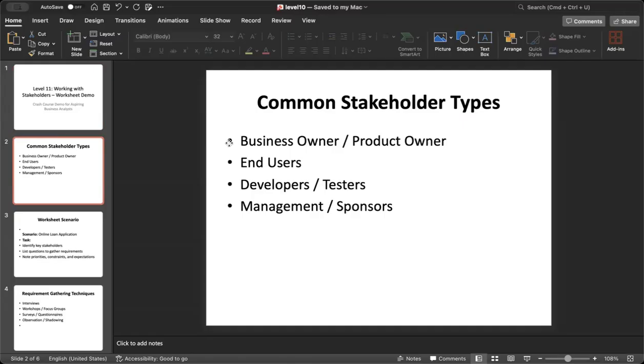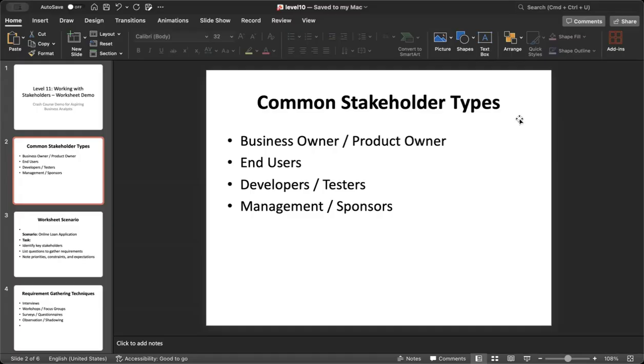Okay, that's okay. So effective communication ensures that the requirements we gather are accurate and complete. So as a BA, you act as a bridge between business and technical teams, translating needs into actionable requirements.